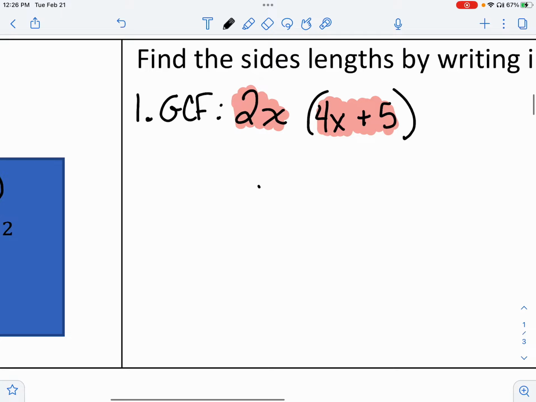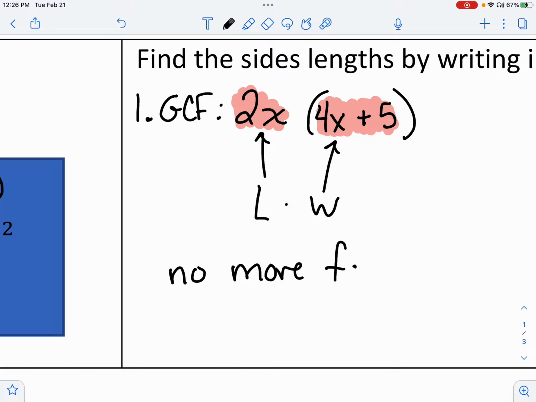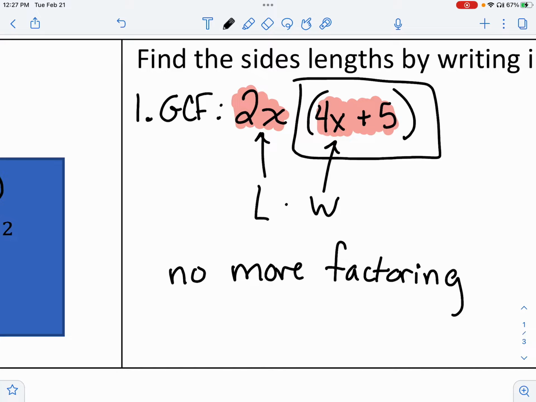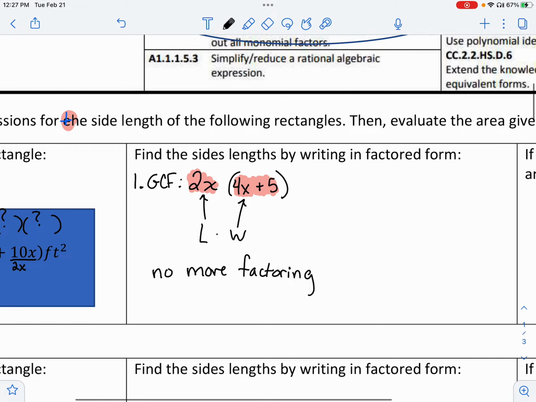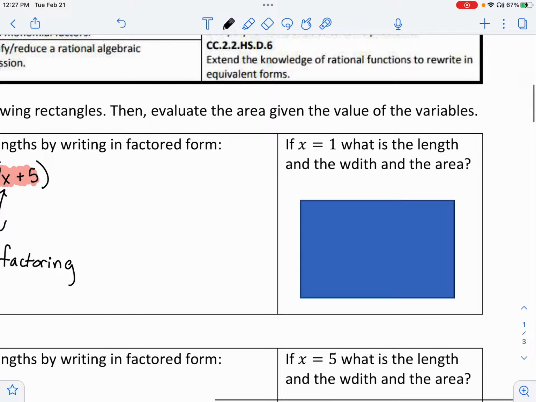So what we just solved for is the length and the width. Whether you think that one's the length and that one's the width or vice versa, it really doesn't matter, because you can flip a rectangle around. So this one is done. I'm going to write this phrase, no more factoring. I'm going to restate why: this is not squared and there's no more GCFs left. So that is the end. There's no more factoring. Let's see what the other box says.